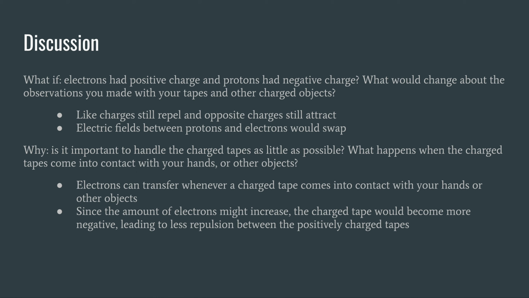Next question: why is it important to handle the charged tapes as little as possible, and what happens when the charged tapes come into contact with your hands or other objects? Electrons can transfer whenever a charged tape comes into contact with your hands or other objects, which could be a source of error in this experiment. And since the amount of electrons might increase on the tapes, since they are positively charged, they would become less positive, and that would lead to less repulsion between the two tapes.